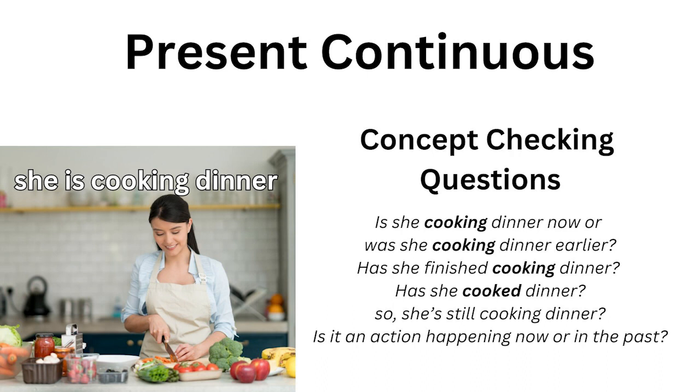So once the students have distinguished between the action of the past and the action in the present, you could follow up with something like, right, she's still cooking dinner. So is it something happening now or in the past? And hopefully the students will say now. And then you would say, exactly. Now, these are just follow-up checking questions to ensure that your students understand what you're teaching them.